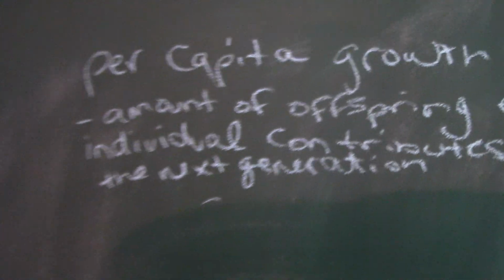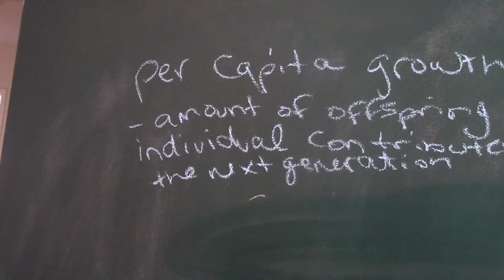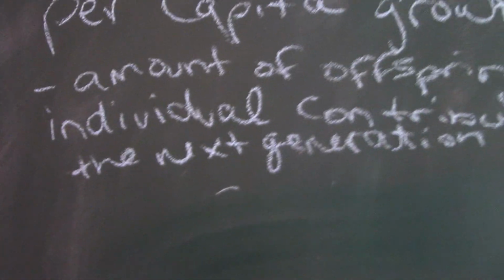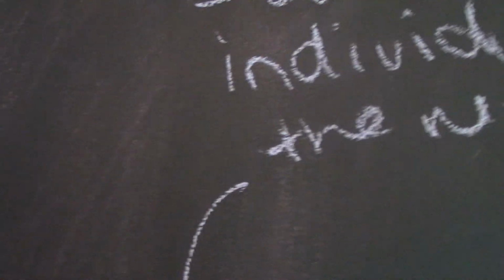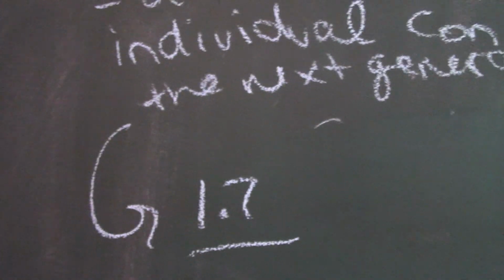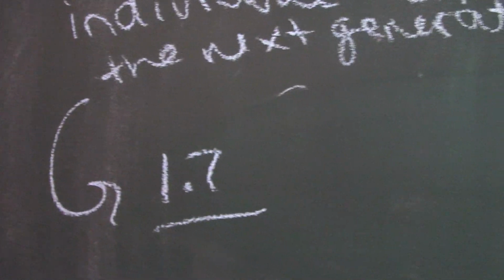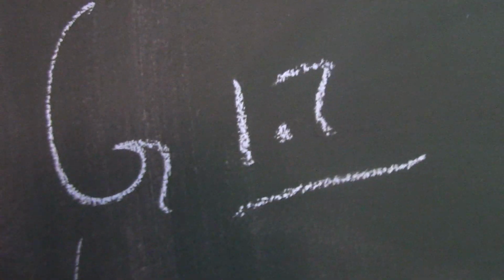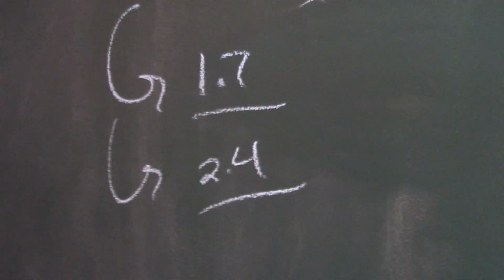Now replacement. In order to replace yourself, your per capita growth rate actually has to be a little bit more than 1. So the human per capita growth rate is about 1.7. So everyone on Earth has to have about 1.7 children to maintain current population levels, but the growth rate of the human population is greater than that. We're at like 2.4, which is why the population is still increasing.